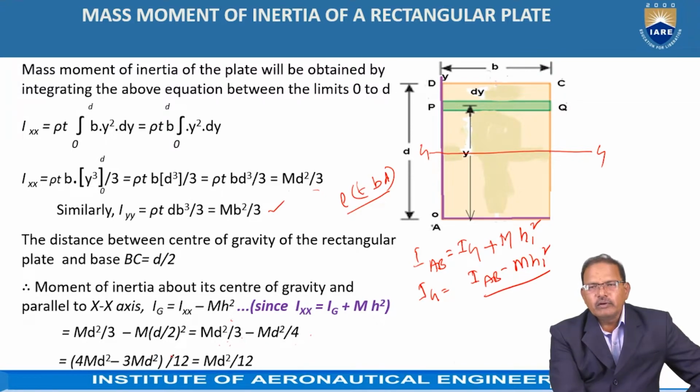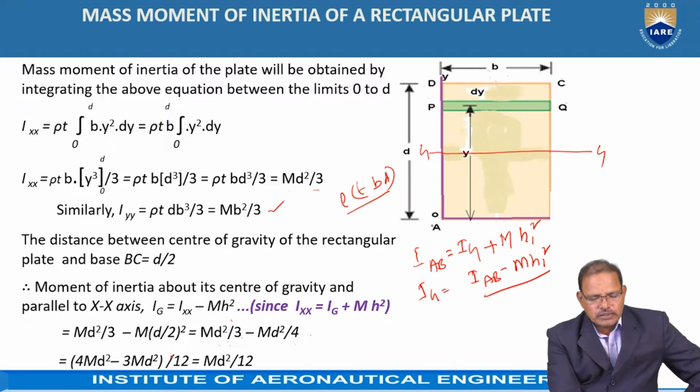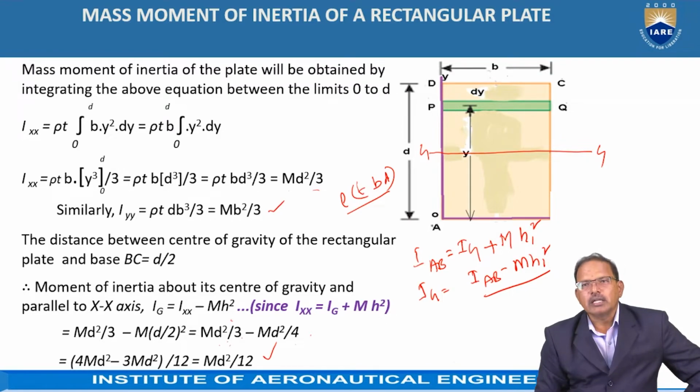So 12 is the LCM for the equations, and the remaining value is 4 m d square minus 3 m d square, which is equal to m d square divided by 12. This is known as the mass moment of inertia of the body about its centroidal axis.